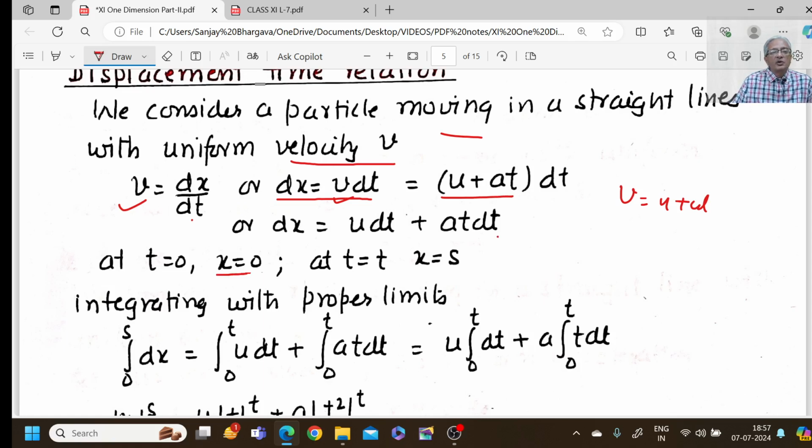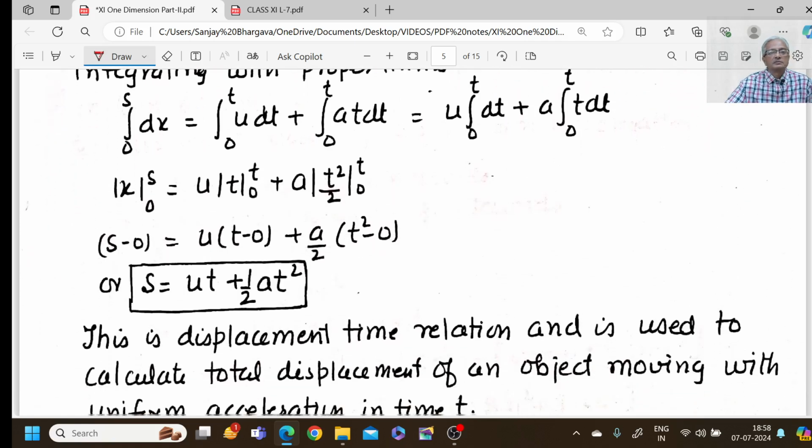At t is equal to 0, x is equal to 0. At the time t, x is equal to s. So integrate both the sides with proper limits. Integration of dx from 0 to s, integration of u dt from the time 0 to t, integration of a t dt from 0 to t. u is constant, so it can be taken out of the sign of integration. Similarly, a is constant, so take it out of the sign of integration.